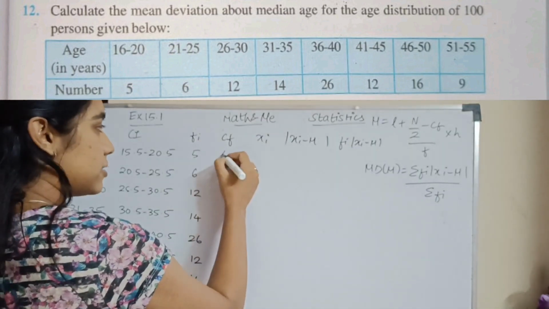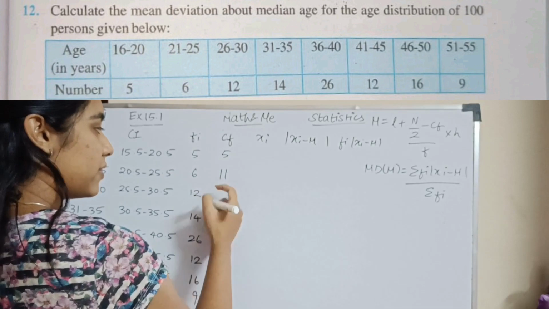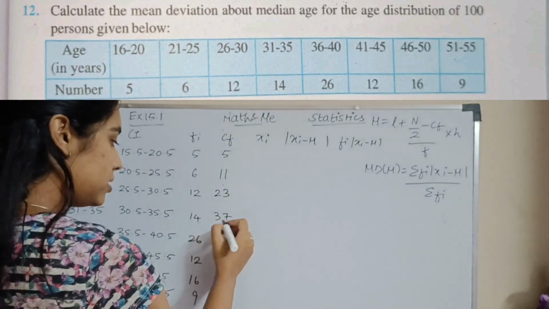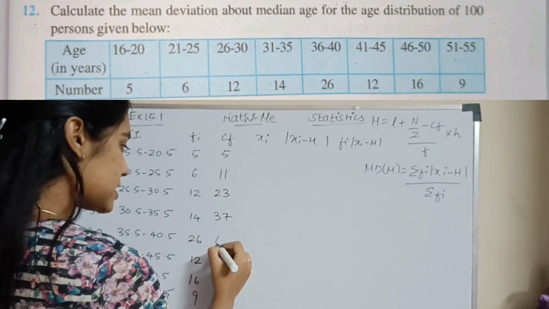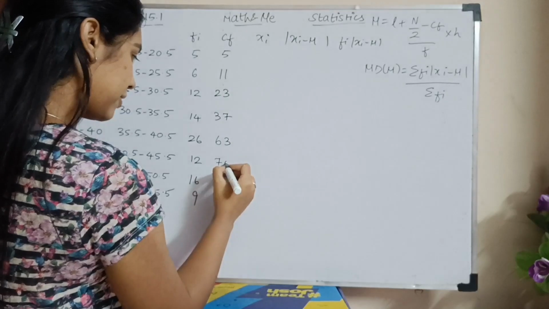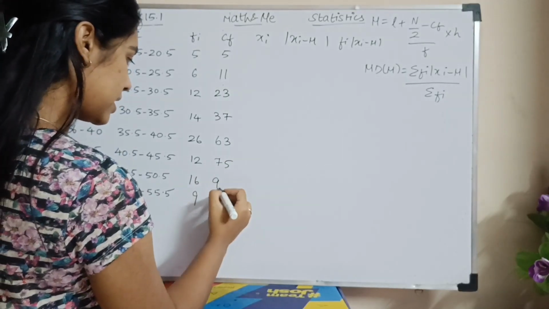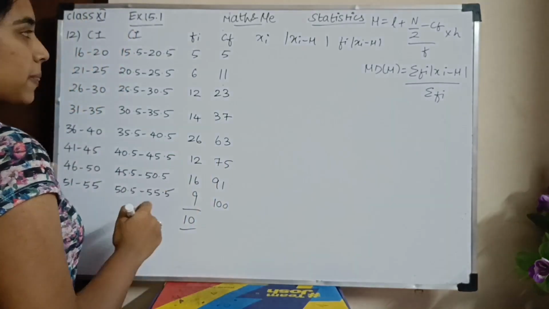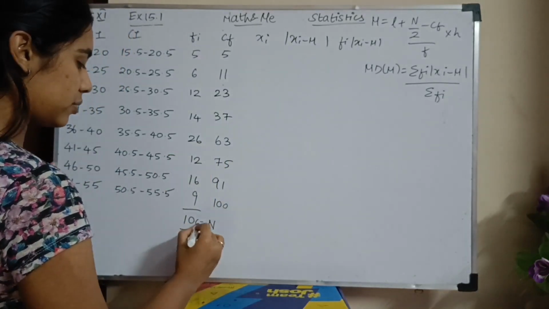When I add this, first 5, then 6 is added, so I have 11. 11 plus 12, 23. 23 plus 14 is 37. 37 plus 26 is 63. 63 plus 12 is 75. 75 plus 16 is 91. 91 plus 9, 100. Super. So sigma Fi is also 100, which is my capital N.